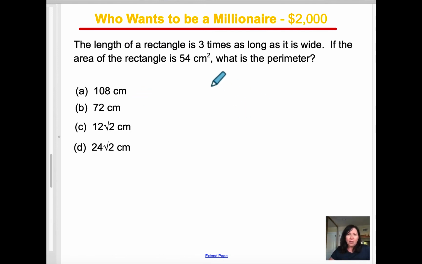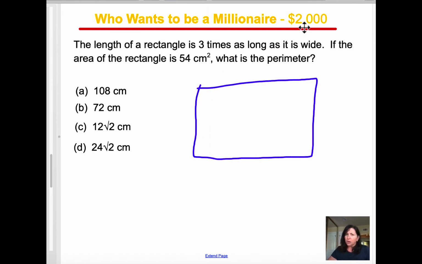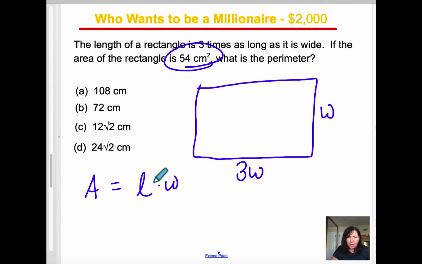The length of a rectangle is 3 times as long as it is wide. So I'm going to make a rectangle. I'm not sure how wide it is, but I know that the length is 3 times the width. So whatever my width is, my length is 3 times that value. Now, it also says that the area is 54 centimeters squared, so that's saying that the area is equal to length times width, base times height. So we already know that W times 3W is my area. So that means my area is 54.